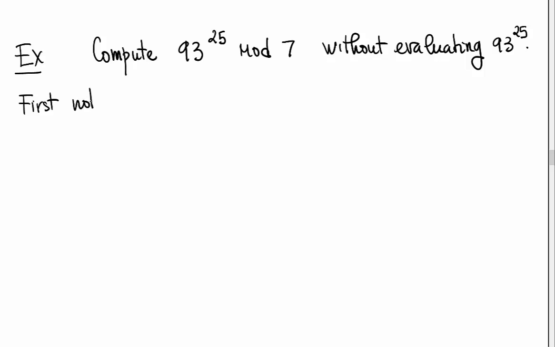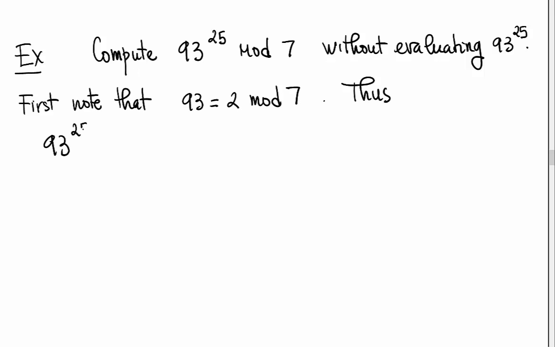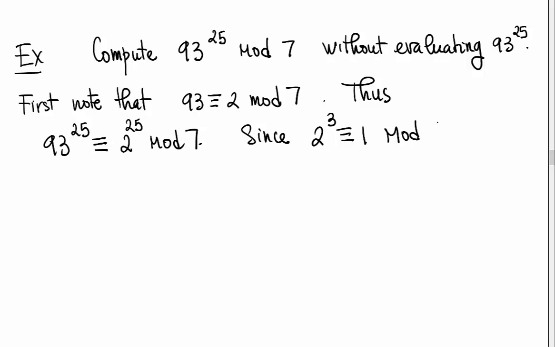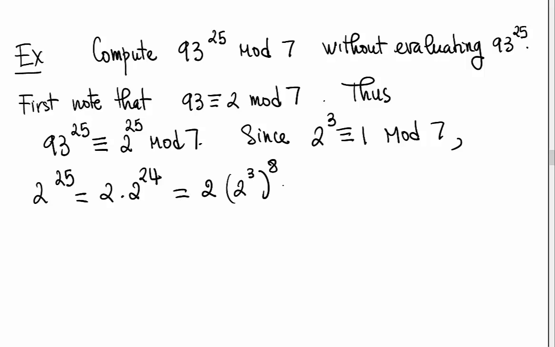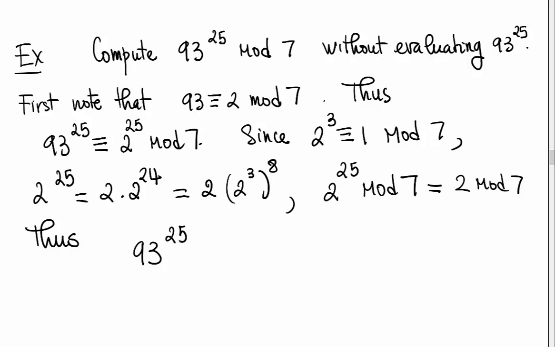Here is an example. Take 93 to the power 25 modulo 7, and we'll evaluate this without working too hard. Well, 93 is congruent to 2 modulo 7. Thus 93 to the power 25 is congruent to 2 to the power 25 modulo 7. Now 2 cubed is congruent to 1 mod 7. And then applying part 4 of the previous results, we get automatically that 2 to the power 25 is congruent to 2 modulo 7. Therefore, 93 to the power 25 is congruent to 2 modulo 7.